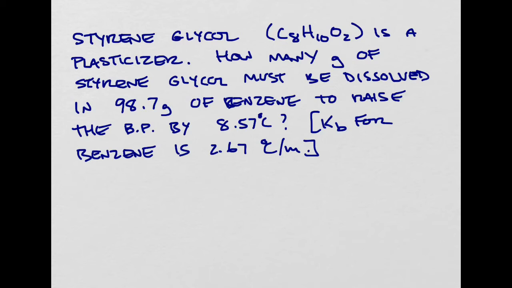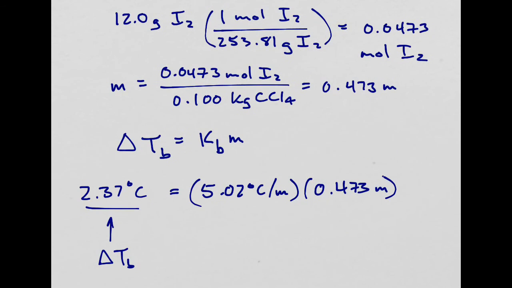All right, so let's take a look at another problem, which is going to use the same process, but I sort of go about it from a different standpoint. You shouldn't be too surprised that we need to first figure out what the molality of this solution is going to be. We know that the change in temperature is going to be 8.57 degrees C, so that's going to be our answer. And again, we're going to be using this same thing right here. Let me go ahead and copy this right there.